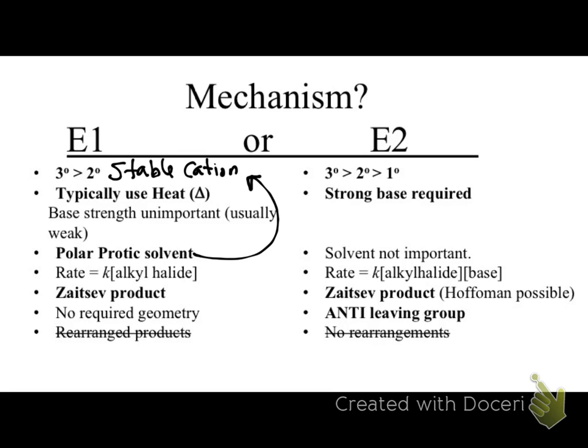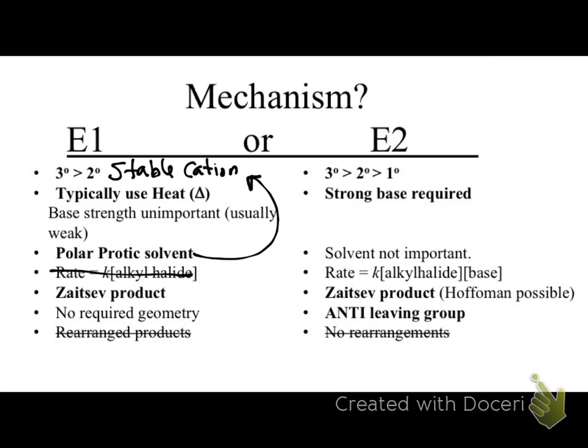We haven't talked about rates, and I really don't want to get into that, so we'll cross that out too. You'll get the Zaitsev's product with these, so you'll form your most substituted double bond. And then no special geometry or stereochemistry limitations are going to be involved in this.